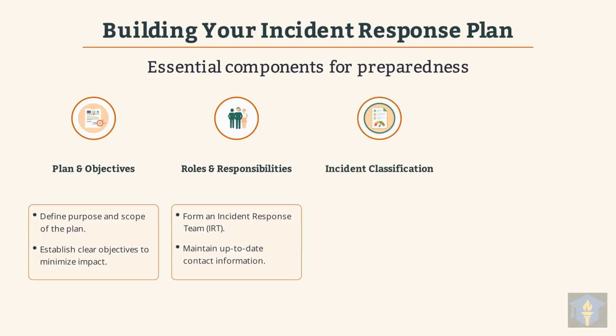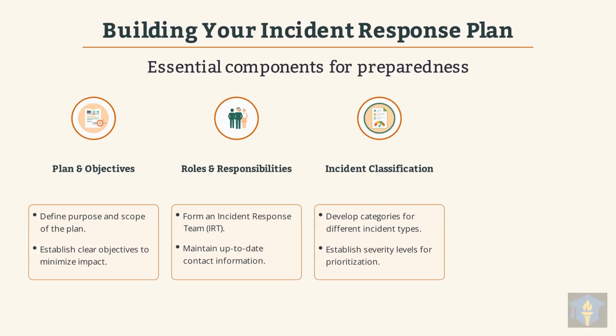Incident classification helps you categorize and understand the nature of different threats. Develop clear categories for various incident types to streamline your response efforts. Establish distinct severity levels, which are critical for effective prioritization during an incident.